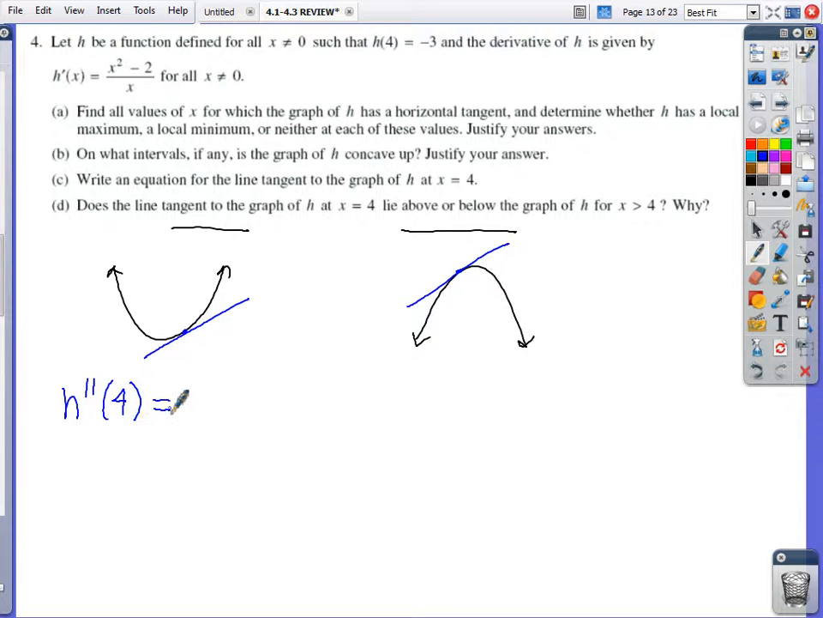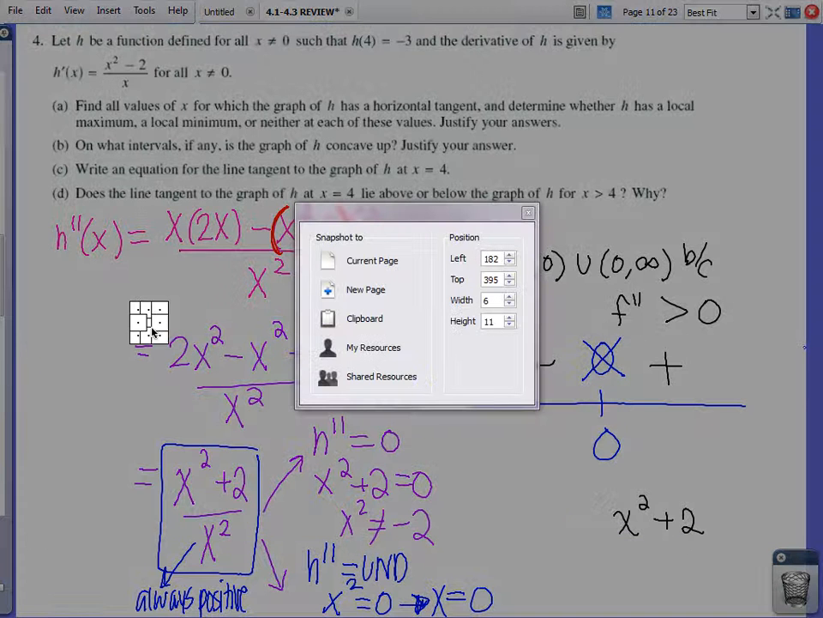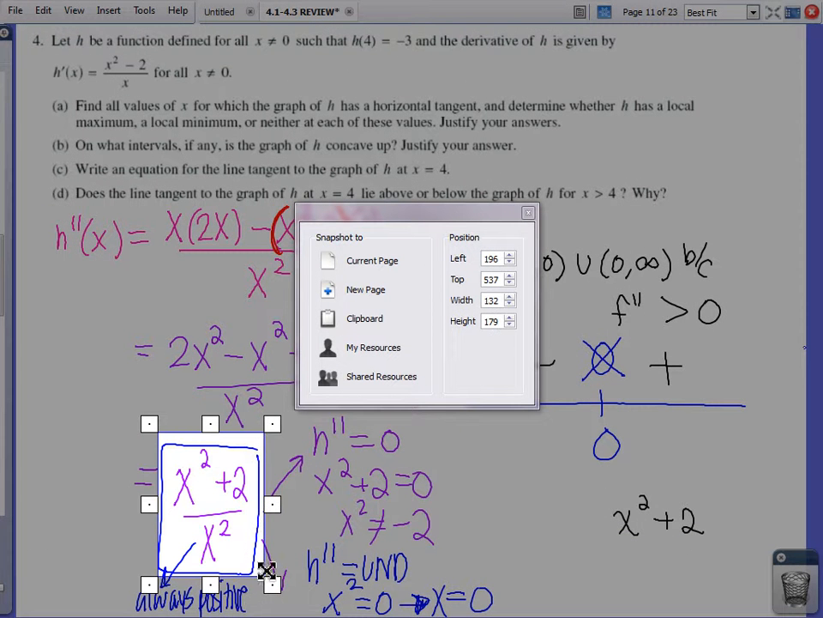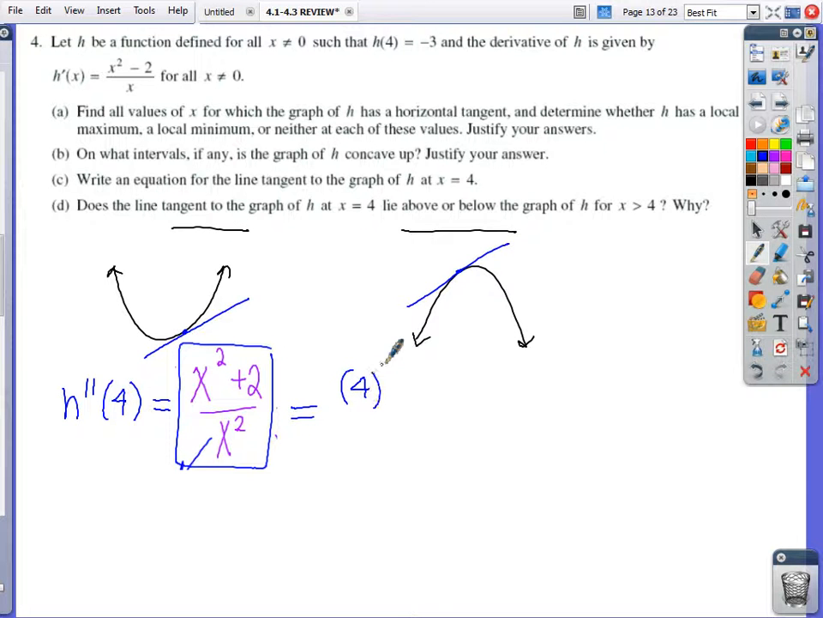Now I'm going to go back and steal the second derivative function that we found, which is right here. And we get that 4 squared plus 2 over 16. We actually get that this is positive. So I don't really care to find the value. I just needed to know it was positive. So that's one way you could have done this.